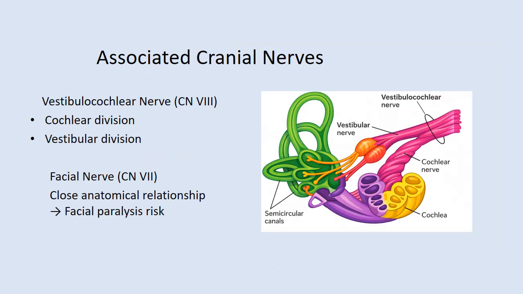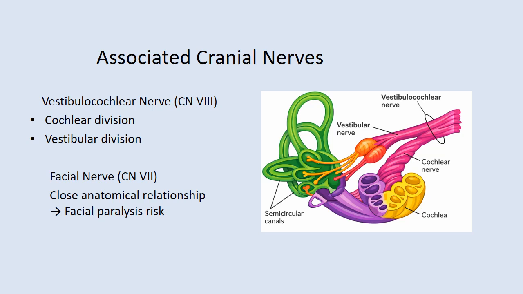To wrap up our anatomy tour, we have to look at the 2 nerves associated with the inner ear. The vestibulocochlear nerve is the nerve of hearing and balance. It has 2 divisions, the cochlear division and the vestibular division, which further splits into superior and inferior branches.